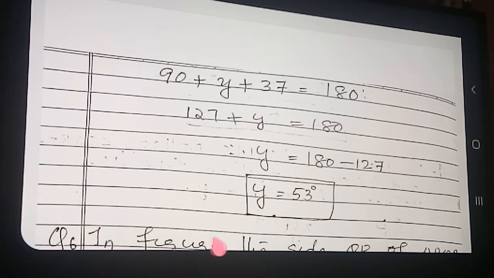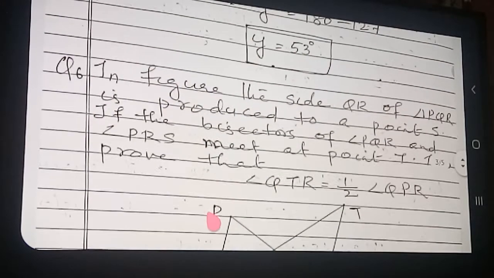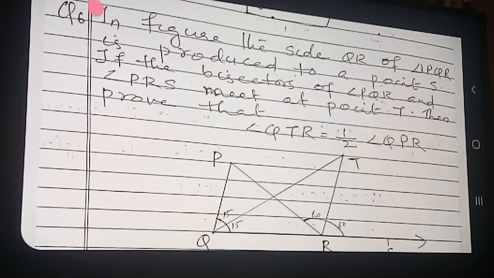Clear? Now this chapter's last sum I am going to explain. This chapter will finish now. This is the last sum. Question number 6. In the figure, the side QR of triangle PQR is produced to a point S. This is a rider, a prove-that type of question. If the bisectors of angle PQR and PRS meet at point T, then prove that angle QTR is equal to half angle QPR. Once more, listen properly.